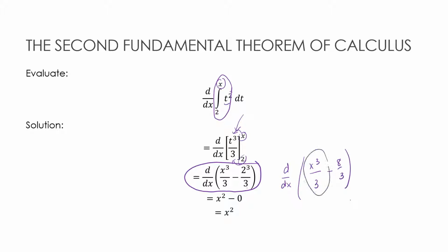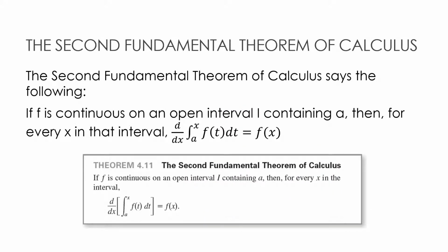If I take the derivative of this, it's x squared. If I take the derivative of this, it's 0. And guess where I am? Back where I started, except here I made it a t and here it's an x squared. Is that okay? Yes, because the only reason I changed this to t was because I couldn't have this x and this t be the same variable. And that's essentially what the second fundamental theorem of calculus says.